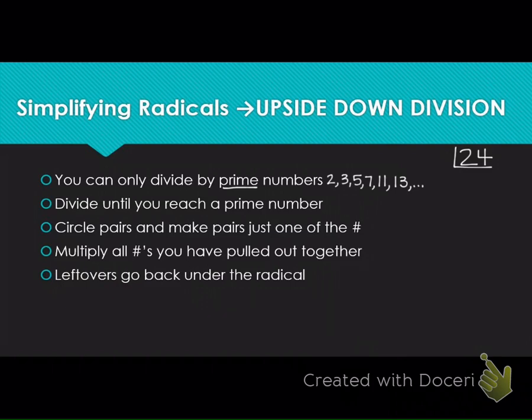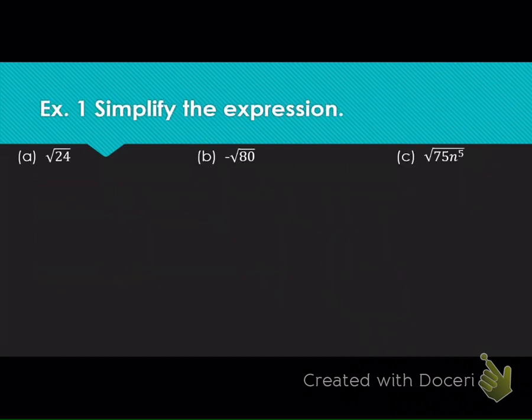These pairs of numbers are going to become one of the number, and then it's going to come out from underneath the radical. So step number 4 says you multiply all the numbers that you've pulled out together, and then leftovers go back underneath the radical. So let's look at example 1. We're going to simplify the expression.